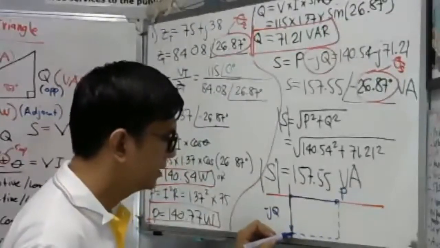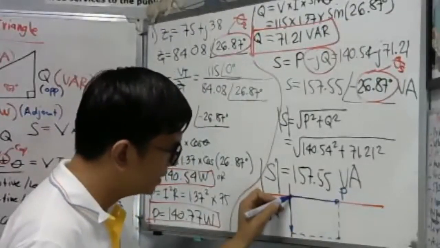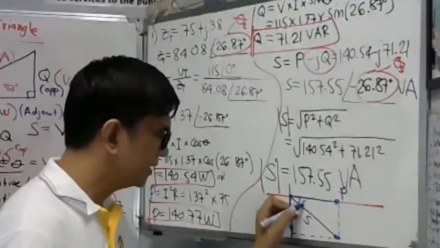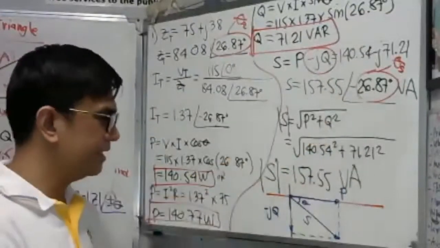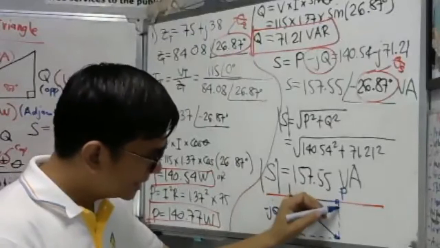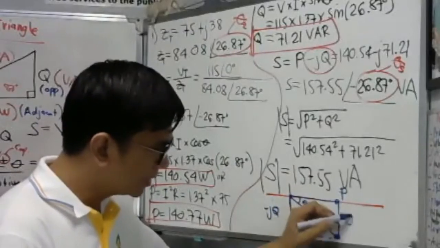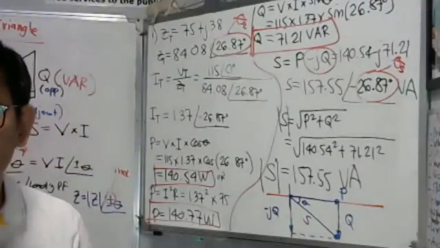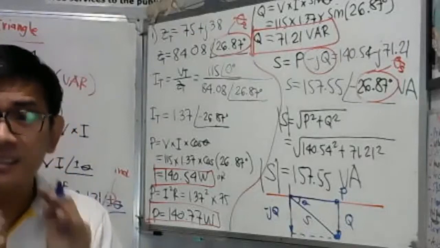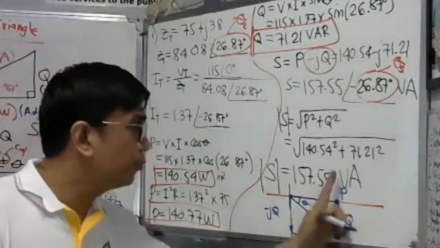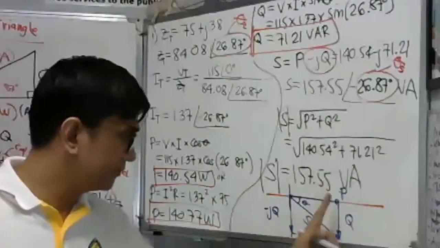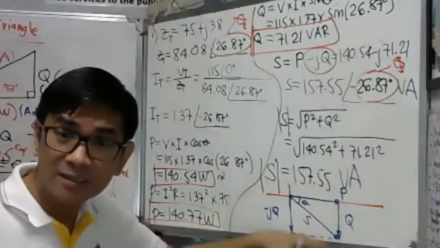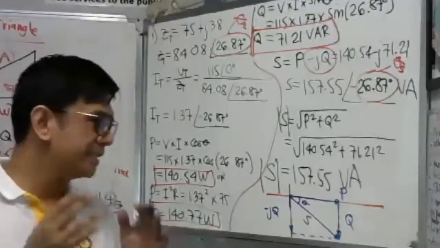See? That one. Then their intersection here, going to the origin, this will now be your S. And this is our theta, which is the negative 26.87. So therefore, this is our Q. That is in a downward direction because this is a lagging power factor. If it is a leading power factor, it should be upward. The Q is upward. Okay? If that is a lagging power factor, the Q is downward. So please take note of these basic principles.